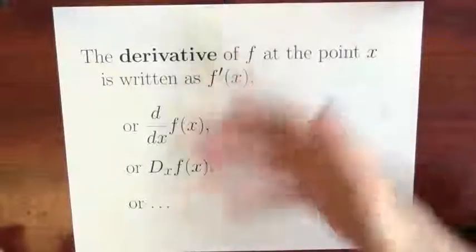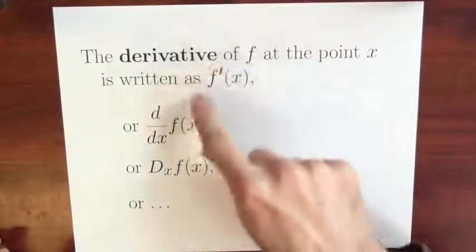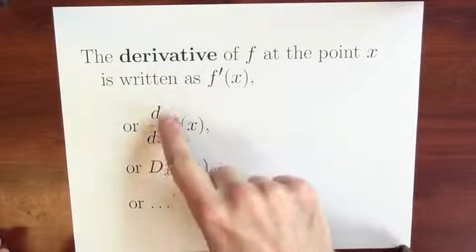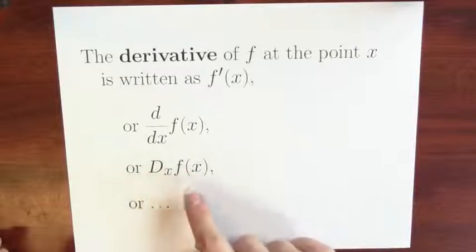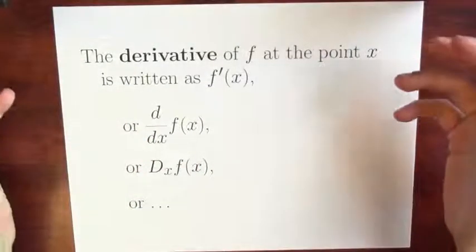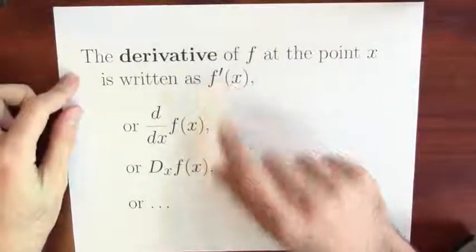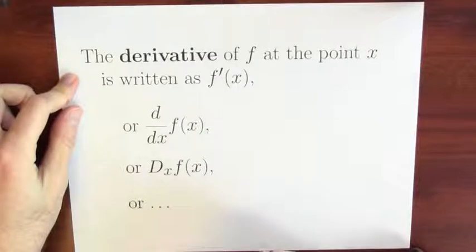There's a whole bunch of different notation that you're going to see for the derivative in the wild. Here are some of these. The derivative of f at the point x might be written as f prime of x, like we've just been seeing, or it might be written as d dx f of x, or big D sub x of f of x, or a bunch of other things. Lots of different people have their favorite notation for these. But really, this f prime notation and this d dx notation are what we're going to be using in this course.